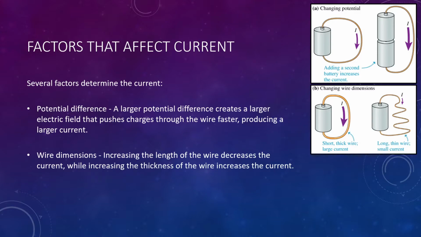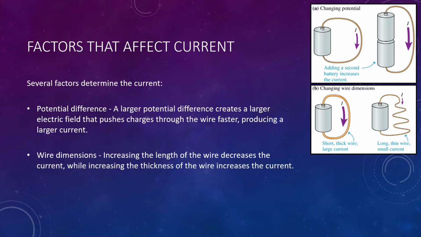On the other hand, longer wires have the opposite effect. It will decrease the current. The way I think about this one is it's basically friction. The longer your wire is, the more stuff that your charges have to bump into. And so they're going to slow down to some degree and have more resistance, which is a term we haven't used yet, but resistance to flowing. And so longer wires mean a smaller current.